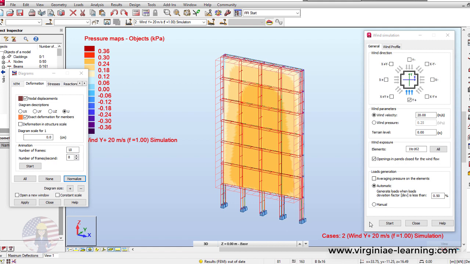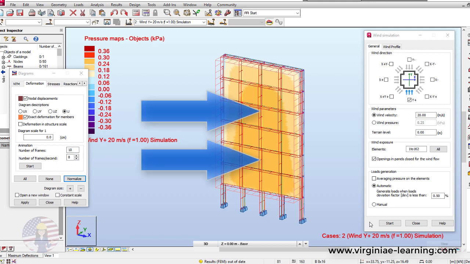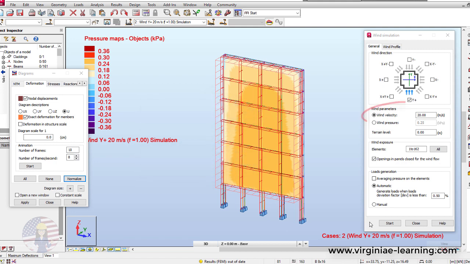As usual, we will be using our favorite software, Autodesk Robot Structural Analysis Professional. Here, through the multiple pressure maps expressed in kilopascals, we can more clearly observe how the wind load is affecting the surface of the structure, and where it is that the maximum loads are being produced. For this example, we are considering a wind velocity of 20 meters per second.